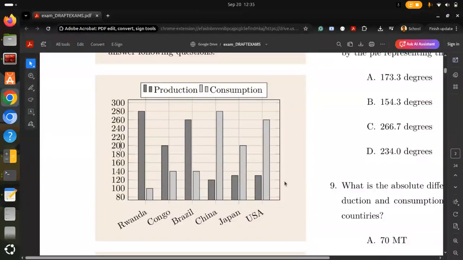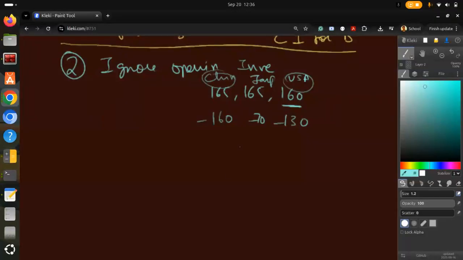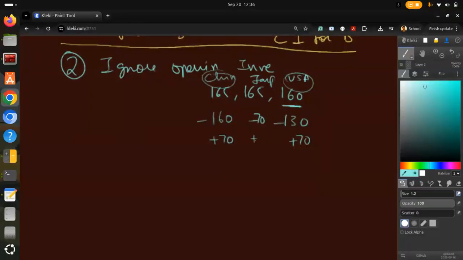Now let us look at import and export. All of them are importing. USA, Japan, and China are all importing, and Japan is importing very little. Japan is importing only 20, whereas China and USA are importing almost 70. Whenever you import, your inventory will add. So this will be plus 70 and plus 70, whereas here the import is only plus 20.